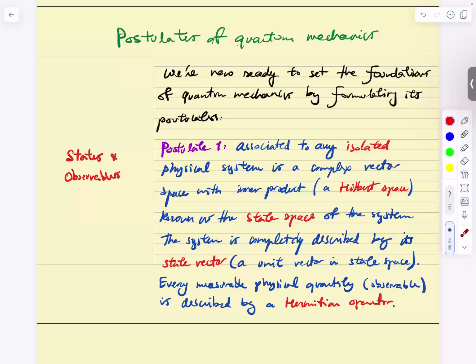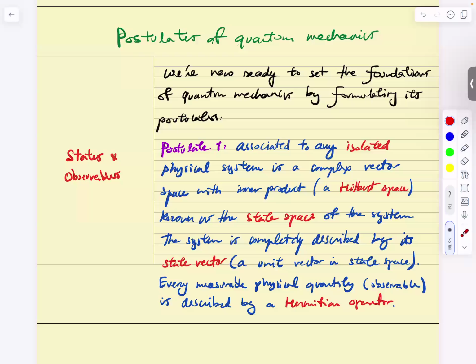There are 4 postulates. The first one is basically what you've seen already, sort of, with some subtlety. First one says the following. It's the postulate of states and observables. This is everything we've gone over so far. It says associated to every isolated, that's the key word, it's important, physical system. All the systems you're talking about were isolated. They were not at finite temperature or interacting with the environment. Associated to any isolated physical system is a complex vector space with inner product called a Hilbert space, right? We went over that. Known as the state space of the system.